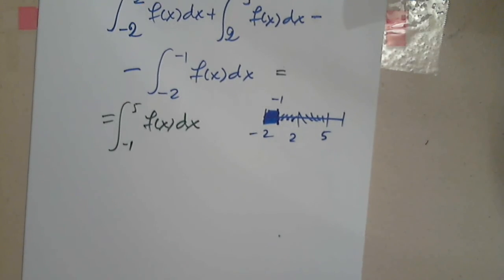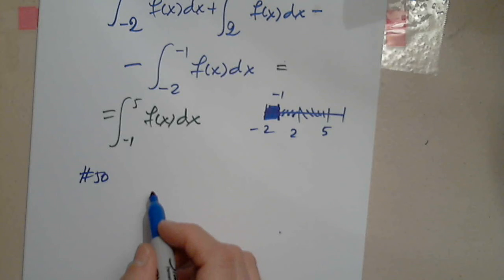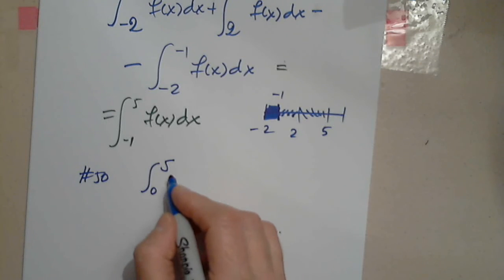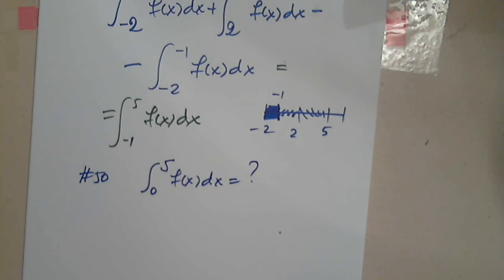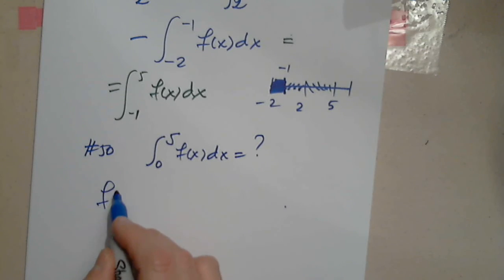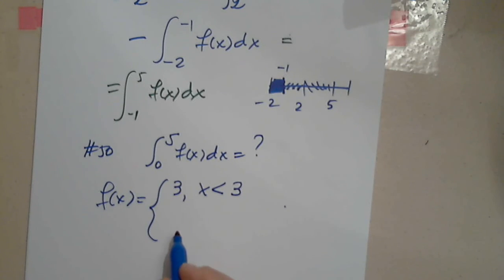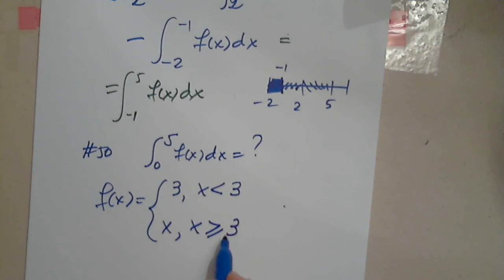I would like to determine 50. We are asked to find the integral from 0 to 5 of f of x dx. And we are given the function f of x as 3 for x less than 3 and x for x greater than or equal to 3. How do we do this? Any suggestions, any ideas?